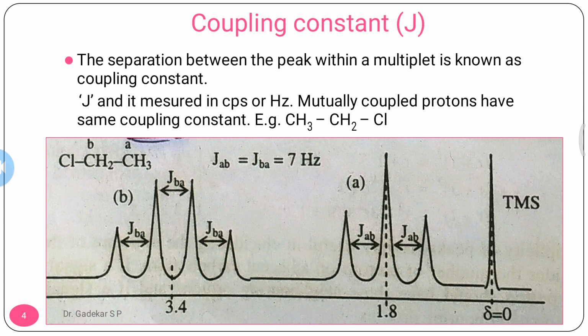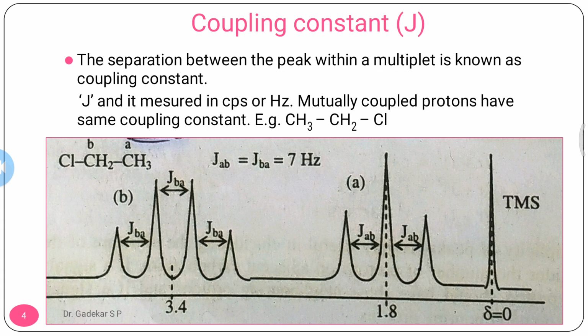So the coupling constant is denoted by J. The separation between the peaks within a multiplet is known as the coupling constant, and it is measured in CPS, cycles per second, or hertz. Mutually coupled protons have the same coupling constant.